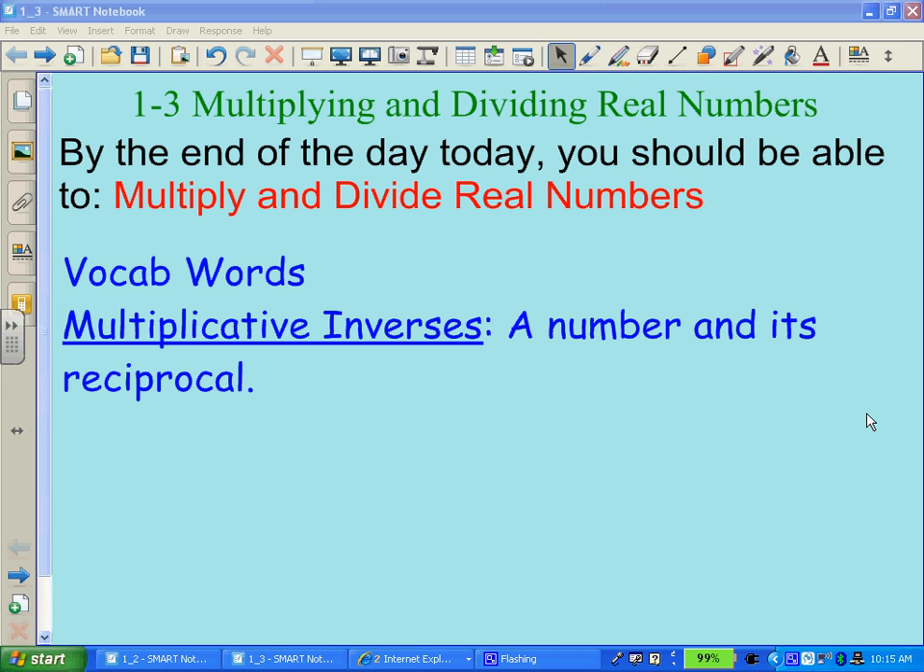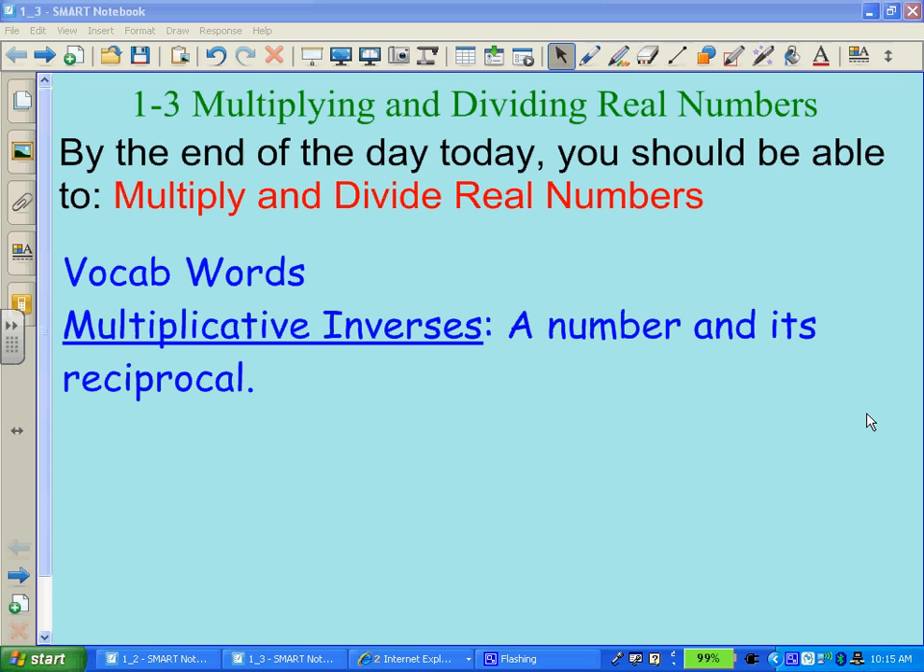Hello guys, now it's time for 1-3. We get to talk about multiplying and dividing real numbers, which you probably already figured out since we did adding and subtracting yesterday. Only one vocab word today, and that is, I can never say this word right, multiplicative inverses.